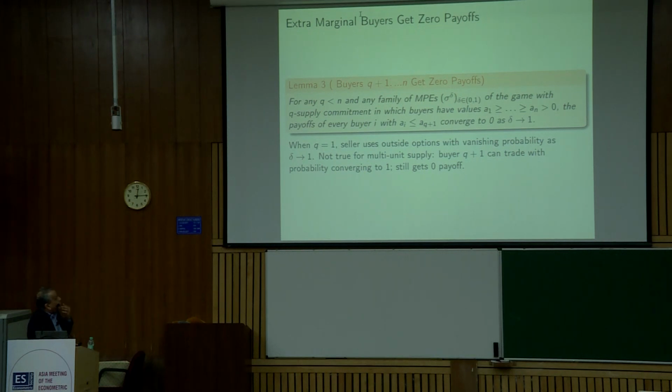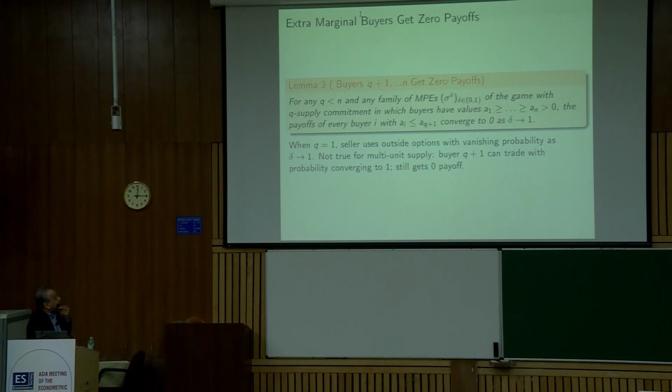This is another intuitive result. So you have n buyers, you have q less than n buyers that you are permitted to trade with in a simple Q supply commitment. So the seller says, look, I will trade with at most Q buyers, a very straightforward exclusion restriction. They're not particular about who they trade with until their commitment is exhausted. So there's no special restriction until that point.